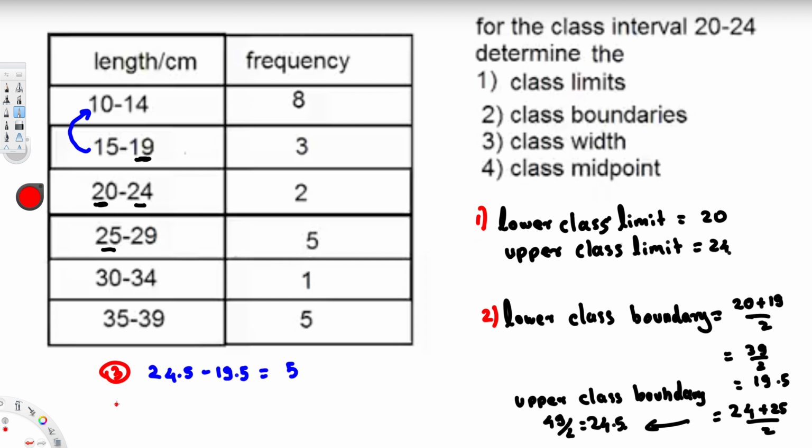Now let's go ahead and do the fourth part. The fourth part is asking for the class midpoint. For the class midpoint, we add the lower class limit and upper class limit and divide it by 2. So here we have 20 plus 24 divided by 2, and that's going to give us 44 divided by 2, that's equivalent to 22. So 22 is going to be the class midpoint, and that's how we do this kind of problem.